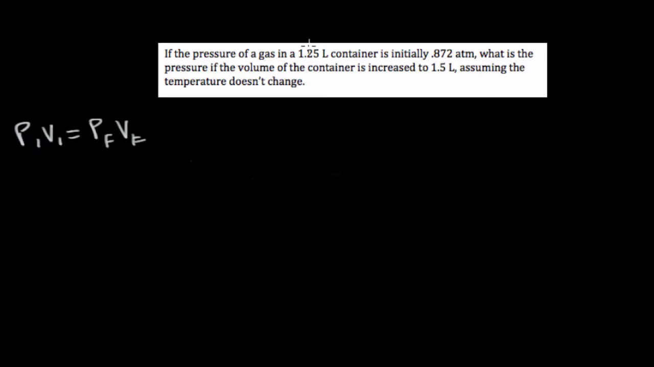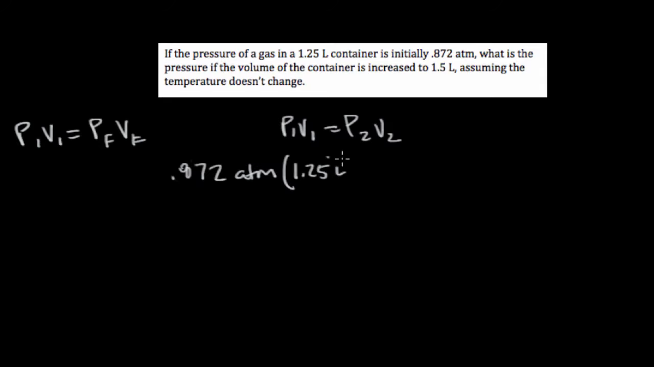If the pressure of a gas in a 1.25 liter container is initially 0.872 atmospheres, what is the pressure if the volume of the container is increased to 1.5 liters, assuming that the temperature doesn't change? And we know that if this is a closed container, the number of particles isn't going to change, so our moles are also constant. And so let's use this idea that P1V1 = P2V2. Our initial pressure is 0.872 atmospheres, and our initial volume is 1.25 liters. And we're looking for the final pressure when the final volume is 1.5 liters.